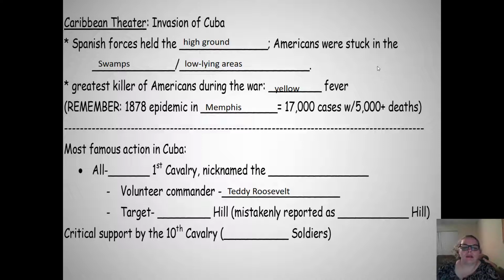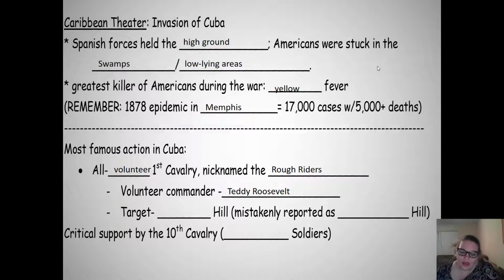Okay. Now, the most famous action in Cuba was the all-volunteer 1st Cavalry. They were nicknamed the Rough Riders. Okay. Now, they were not actually commanded by Teddy Roosevelt. That's a myth. He was a volunteer commander, but he was not the actual commander. Roosevelt, whenever he and his buddies got together and made themselves a cavalry unit, they were smart enough to get a military guy to be in command of them. Now, during this battle, Roosevelt was in charge because their original commander had been field promoted up, so Roosevelt had to take charge.